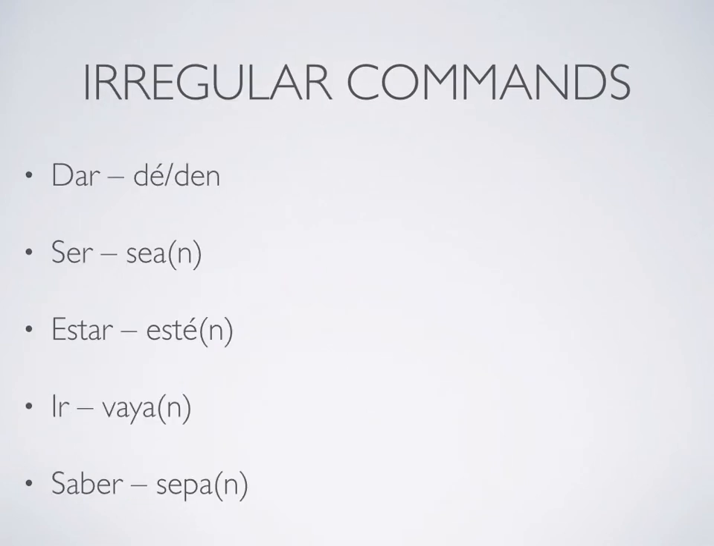Now, there are a few irregular commands, and they are dar, which changes to de or den. Ser becomes sea o sean. Estar becomes esté o estén. Ir becomes vaya o vayan. And saber becomes sepa o sepan.